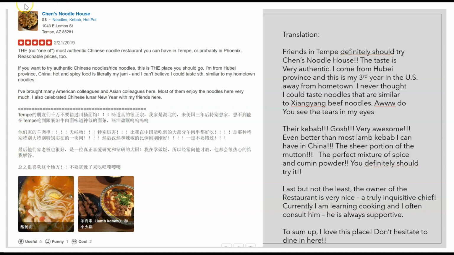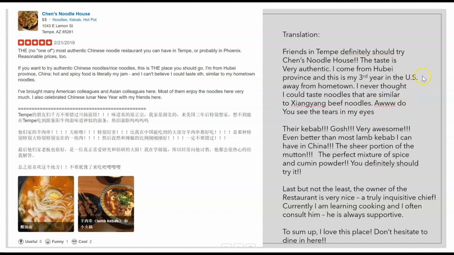I would say because this is a Chinese restaurant, I am resorting to my identity as a Chinese person, because I write in Chinese, to establish my ethos as a critical gourmet with a Chinese stomach. That's the purpose. And also, in the Chinese part of the review, I mention it's my third year in the US, away from my hometown, and I say I never thought I could taste noodles similar to Xiangyang beef noodles, which is my hometown's dish. You can see the tears in my eyes.